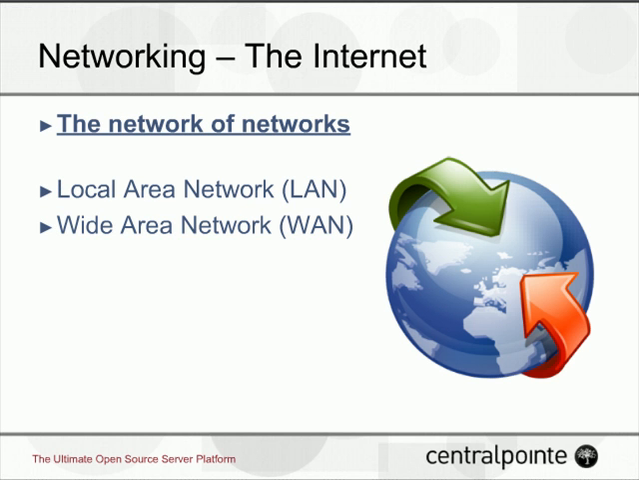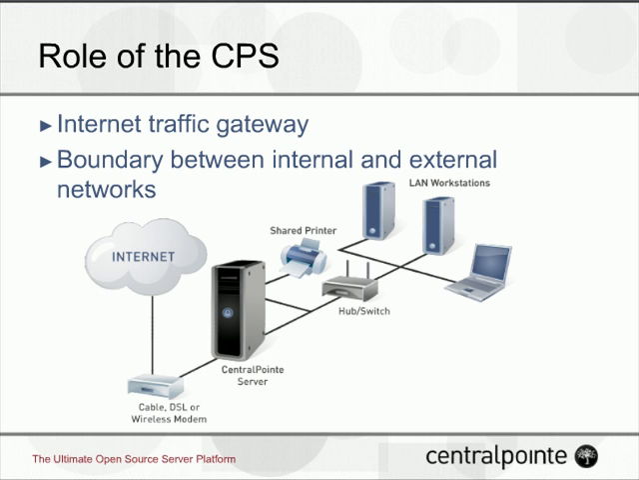The Internet is a logical linking of local area networks from around the world via unique IP or Internet Protocol addresses into a wide area network or WAN. It is essentially a network of networks. The CentralPointe server can act as the Internet traffic gateway for a LAN to ensure security for local workstations and network resources. The CPS acts as the boundary between the WAN and LAN over the network hardware.